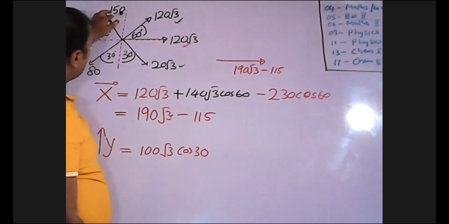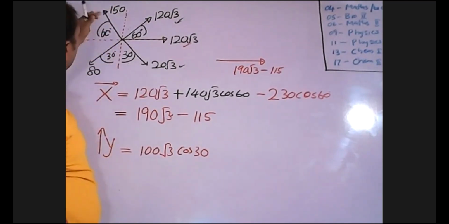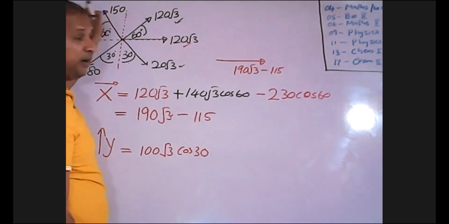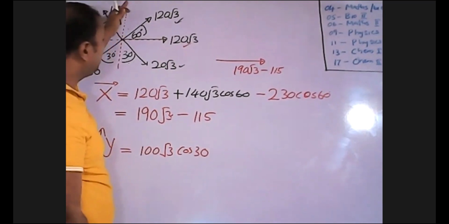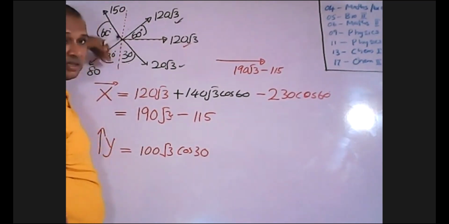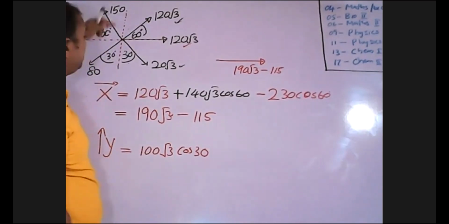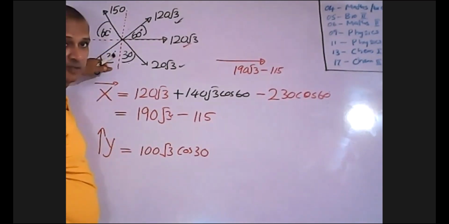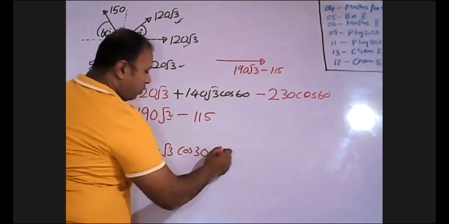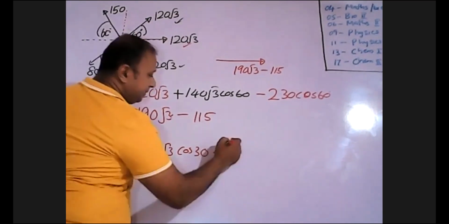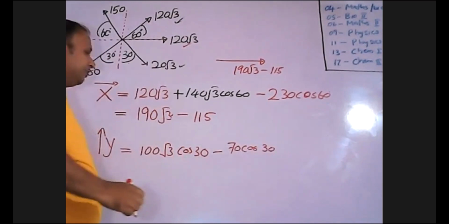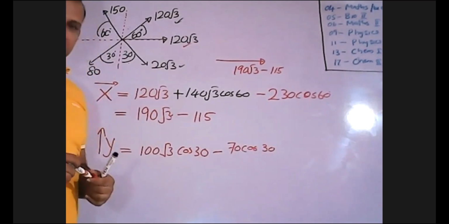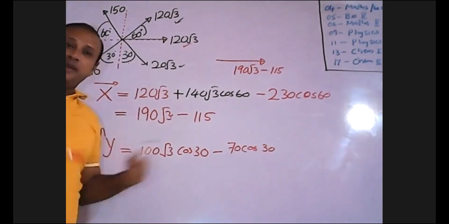Then you can take the second one. 150 cos 30 in the upward direction, 80 cos 30 in the downward direction. That means this one is plus, this one is minus. Therefore, 150 minus 80 cos 30. 150 minus 80 is 70, so 70 cos 30. Everyone, got it?